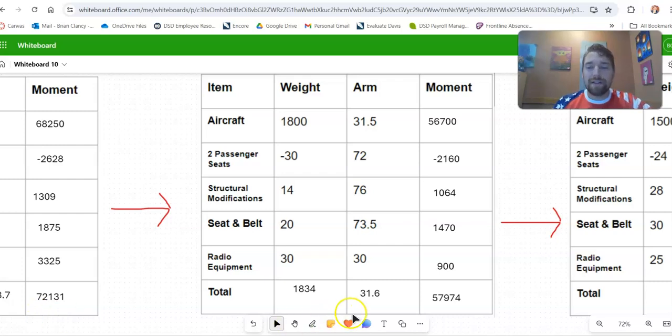Thank you for doing those calculations. If you took your moment divided by the weight, your new empty weight center of gravity is 31.6. Compare that to 31.5. By adding all of these changes, you shifted your center of gravity back by 0.1 inches. That balance point is now shifted because you added weight.